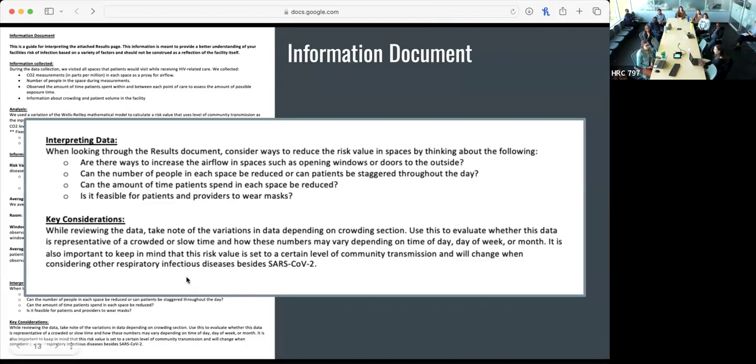And then for some key considerations, while reviewing the data, take note of the variations in data depending on the crowding section. Use this to evaluate whether the data is representative of a crowded or slow time and how these numbers may vary depending on the time of day, week, or month. It is also important to keep in mind that this risk value is set to a certain level of community transmission and will change when considering other respiratory infectious diseases besides SARS-CoV-2.